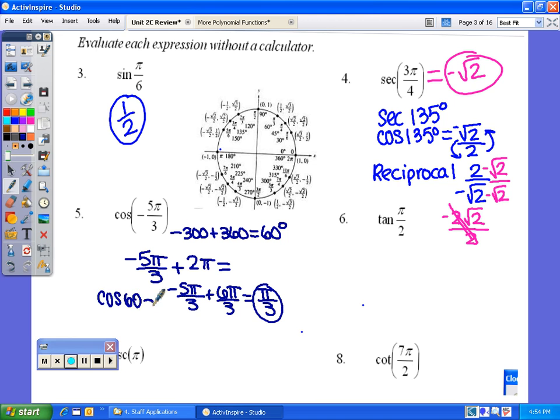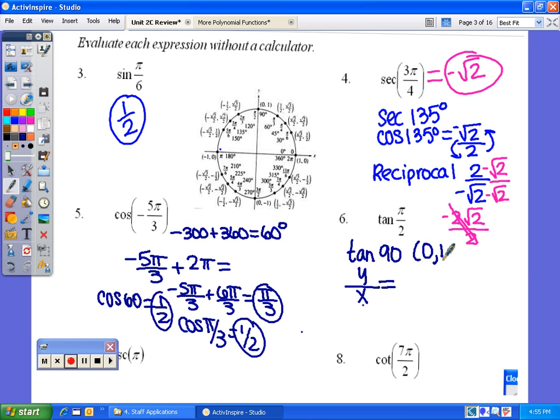So the cosine of 60 is 1/2, or the cosine of pi over 3 is 1/2. I hope I didn't confuse you too much, but I got the 2 pi from here. Alright, tangent of pi over 2 is the same thing as tangent of 90. Remember, tangent is y over x. So 90 is the coordinate 0, 1. So 1 over 0 is undefined. Remember, you cannot have a 0 in the denominator.